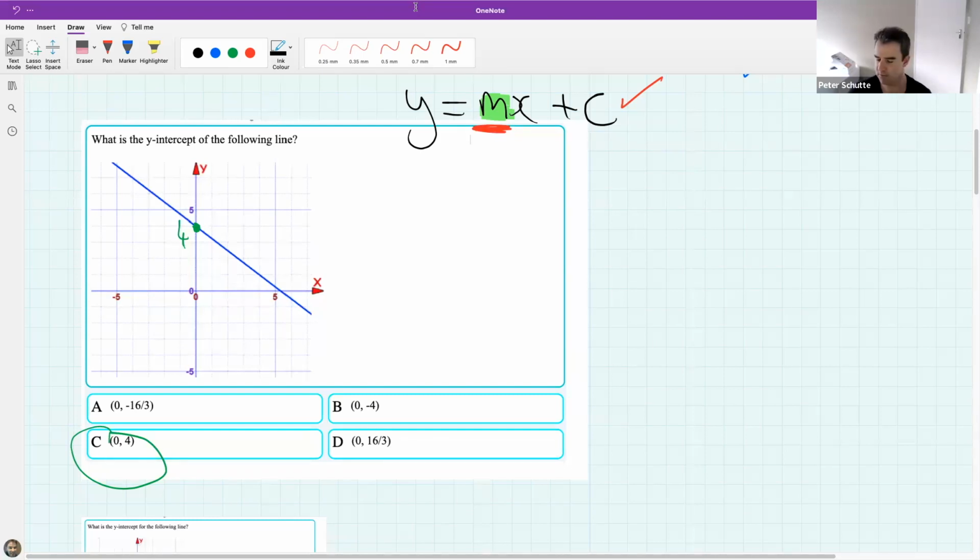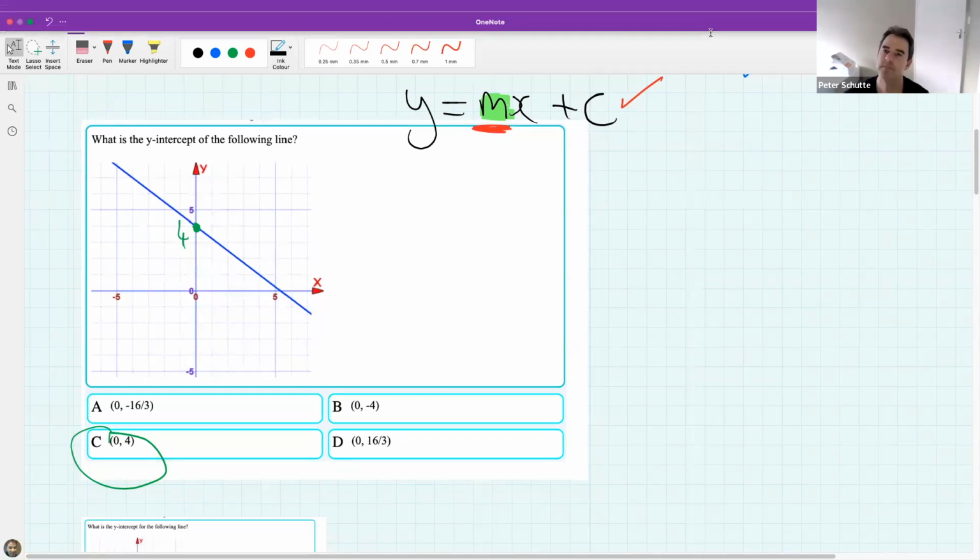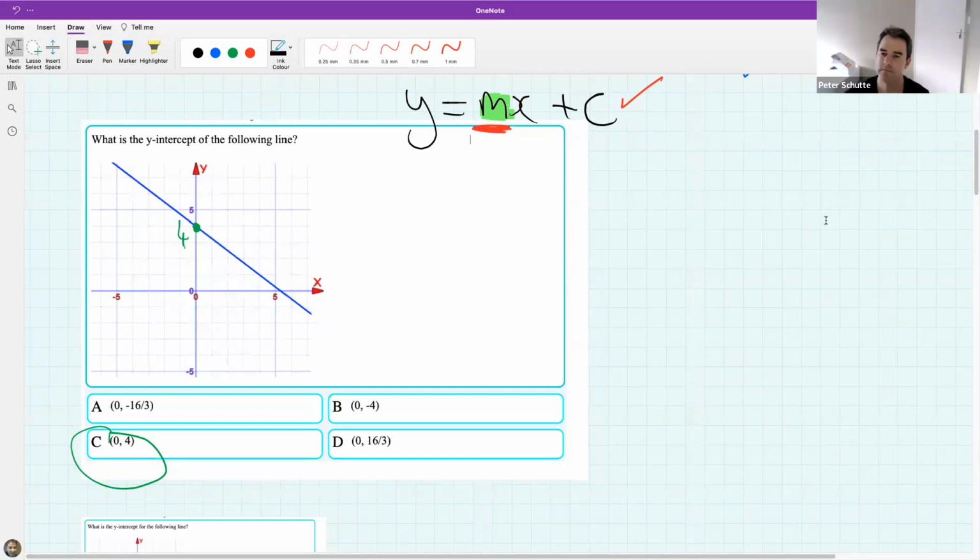Maybe someone can give me a tip. What should I be looking to figure out? Who's willing to give us a tip? So I've got C, it's the y-intercept. We learned that earlier in the lesson.